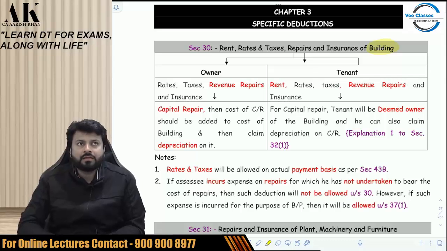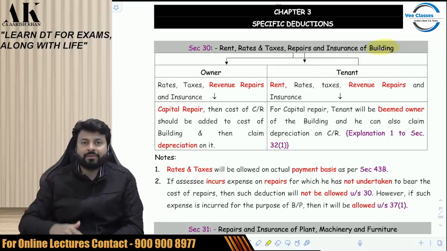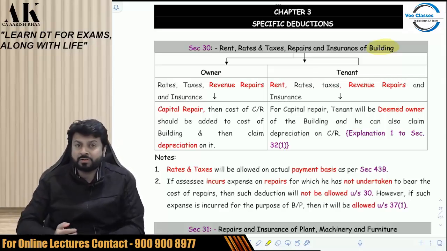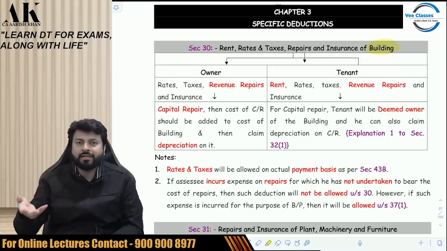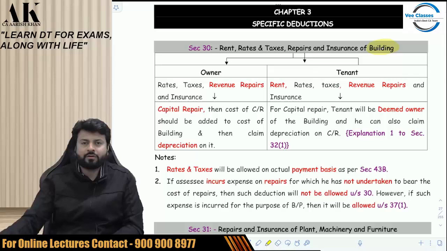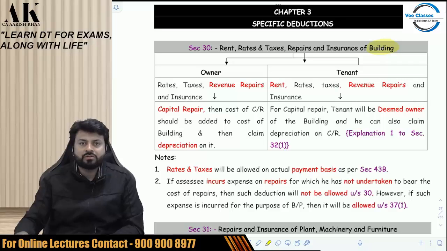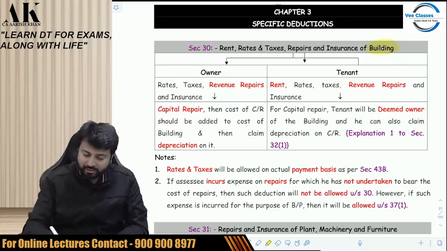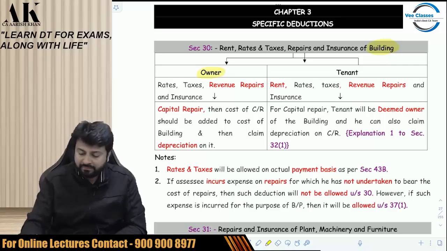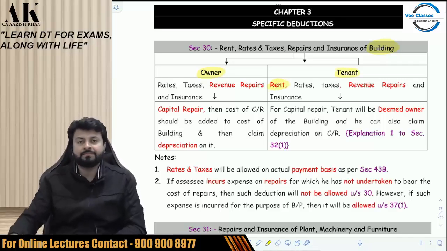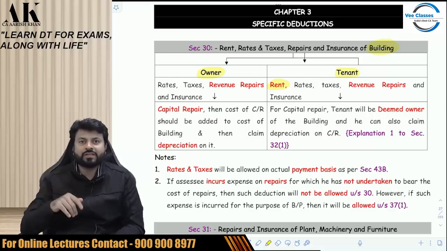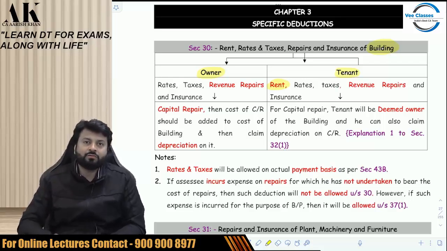Now in that also you have to think from two perspectives. Suppose I am the owner of the building and I am using that building for my business. Or suppose I am the tenant of that building and I am using that building for the business. Both are possible. So what is the difference between the two? The difference is rent. If you are an owner, you cannot pay rent to yourself. But if you are a tenant, then you have to pay rent also.